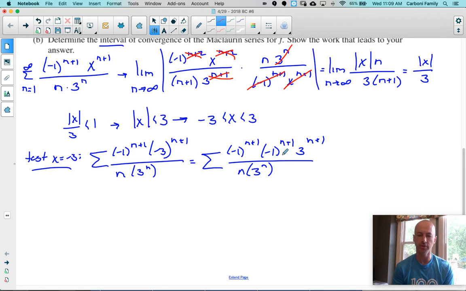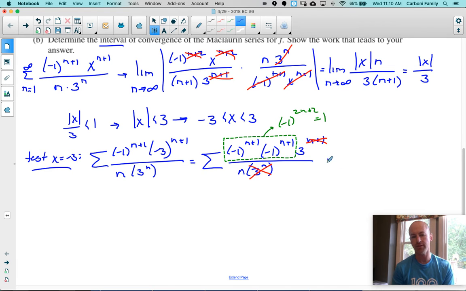And now I'm going to start reducing 3 to the n plus 1 and 3 to the n. I will have a 3 left over in the numerator. -1 to the n plus 1 times -1 to the n plus 1, you can look at that in a couple of different ways. I'm going to add those exponents. That's the same thing as -1 to the 2n plus 2. And 2n plus 2 will always be even, and -1 to an even power will always be 1.